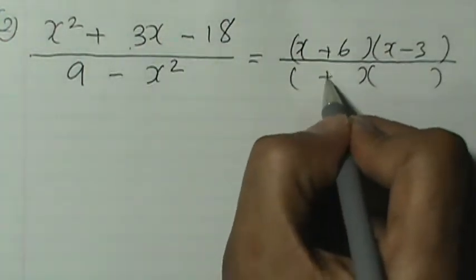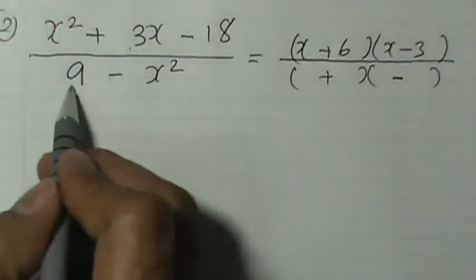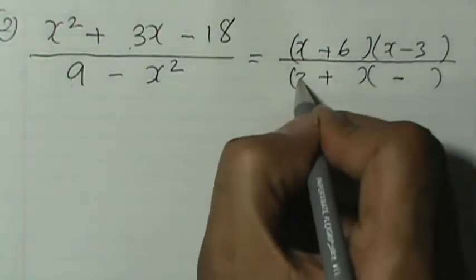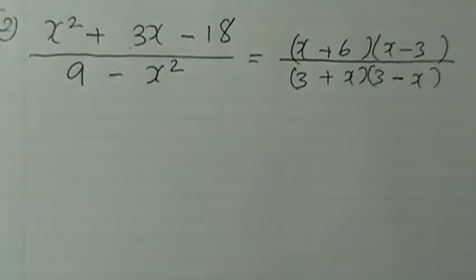So both brackets carry exactly the same thing, except the signs will be different, and they both are square rootable. So the square root of 9 is 3, and the square root of x squared is x. And this is how we factor these quadratic relations.